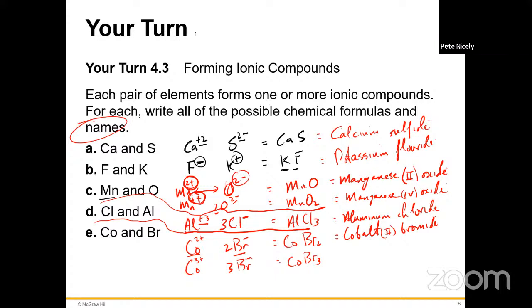And the last one. What is the name of the last one? Cobalt(III) bromide. Okay, very good. So based on what we have just covered, you should now be able to do these questions I'm about to give you, at least the first part.